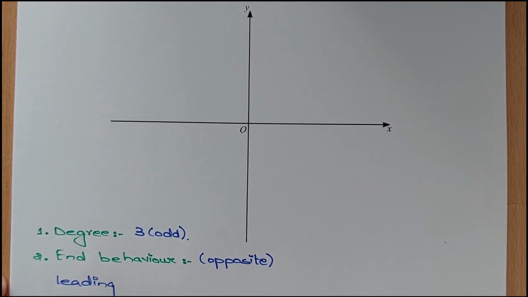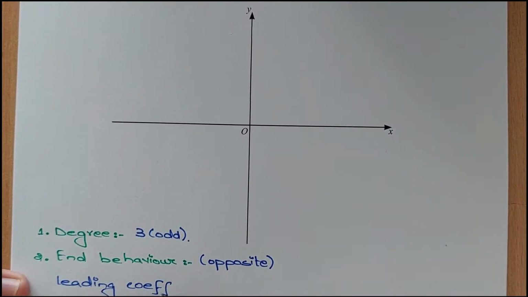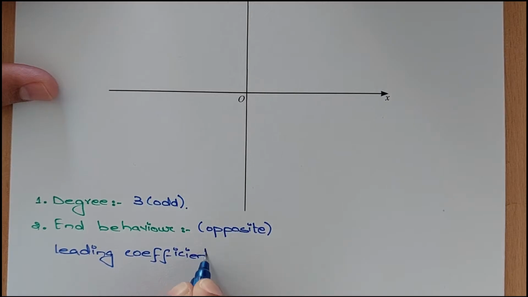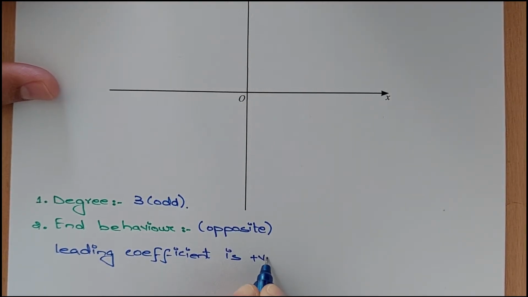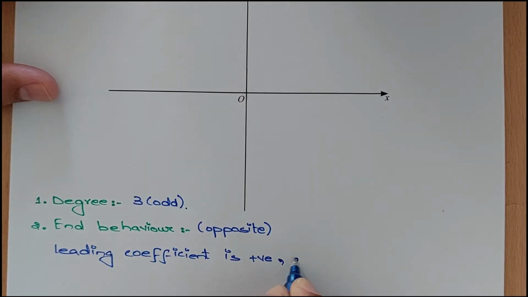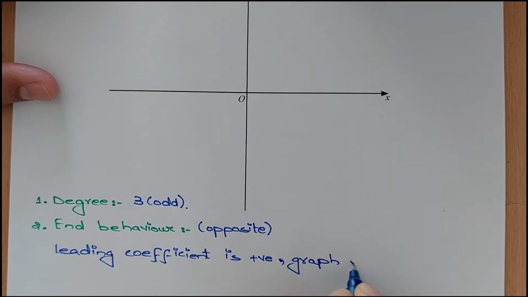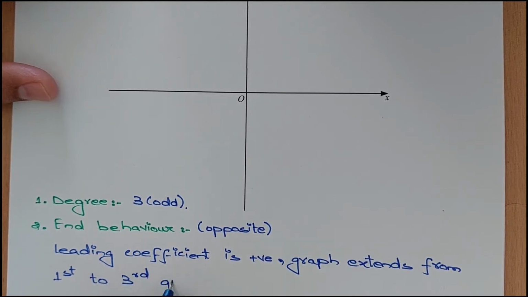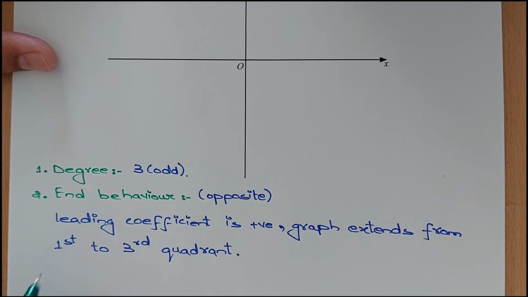So we can say that the leading coefficient is positive. So when the leading coefficient is positive, we can say that the graph extends from first to third quadrant. Right. Okay, now the next thing, we need to find the zeros, or we can say the x-intercepts.